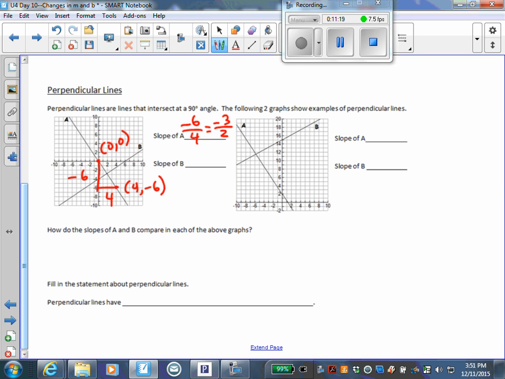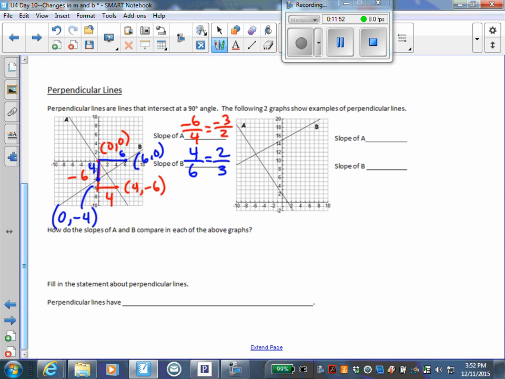And then slope of B, I have a point at 0, negative 4, and then another point at 6, 0. So that is going up from negative 4 up to 0. It's going up 4. And from 0 over to 6, going over 6. So it was positive 4 over 6, and that reduces to 2 over 3.